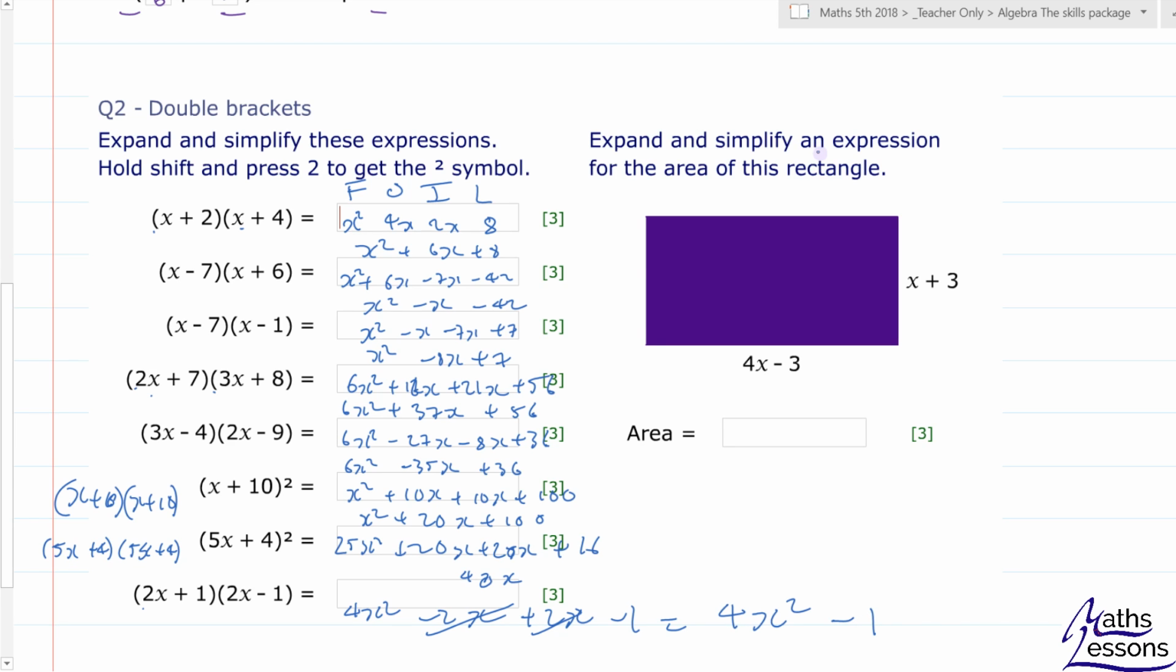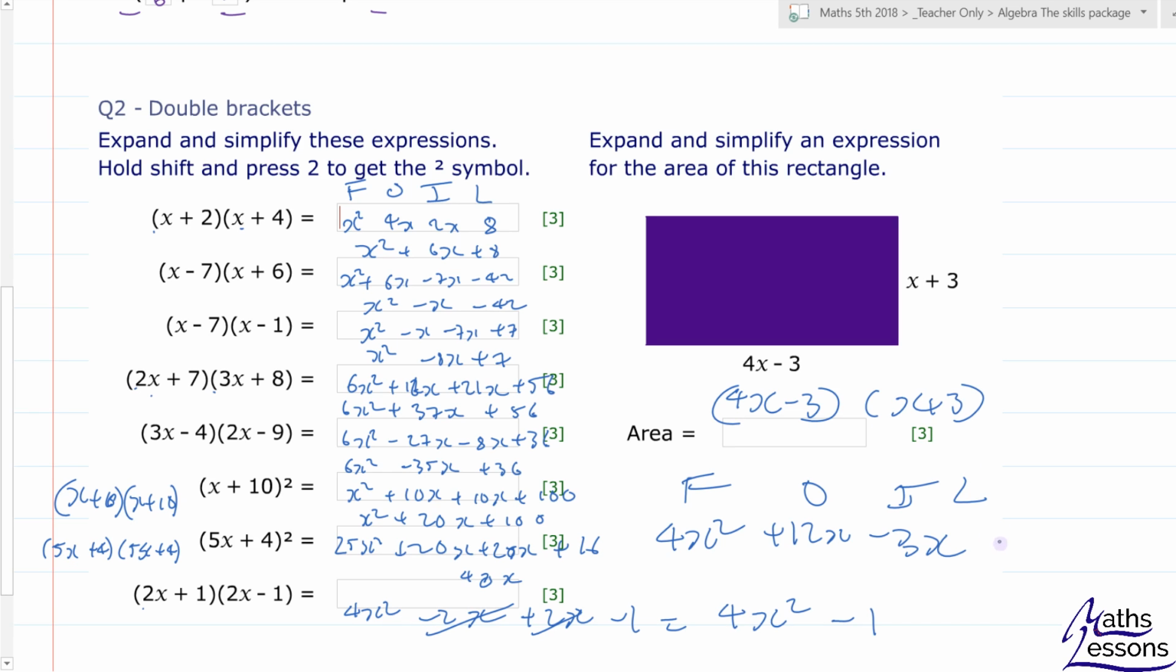Expand and simplify the area of this rectangle. So we have x plus 4 times x plus 3. Right, first, x times x is x squared. Outer two things is plus 12x. 4 times 3 is 12, and minus 3x. And then minus 3 times plus 3 is 9. So we get for our answer x squared plus 12x minus 3x is 9x plus 9. Sorry, that was quite rushed. Right, let's move on.